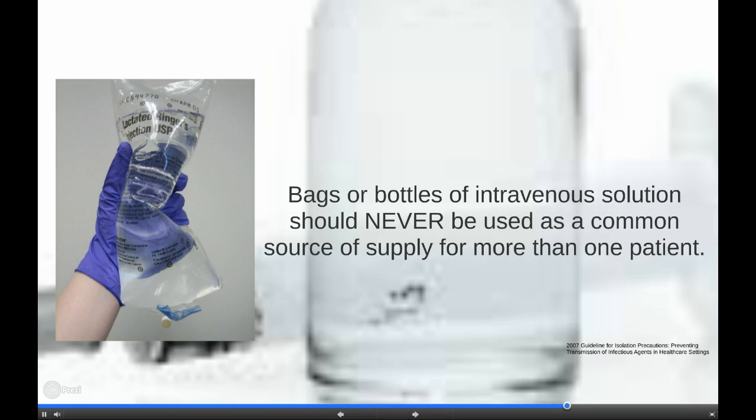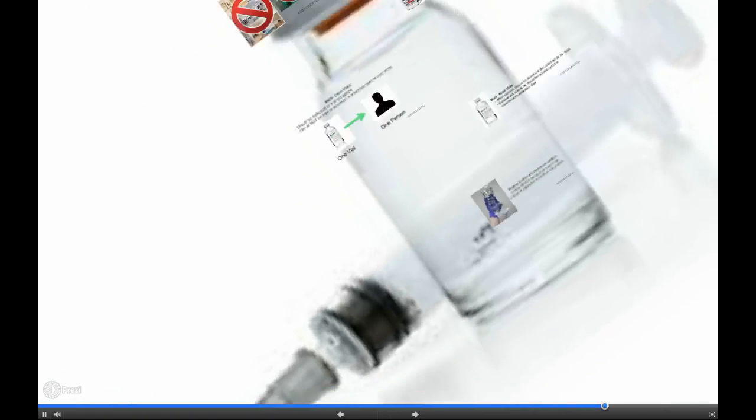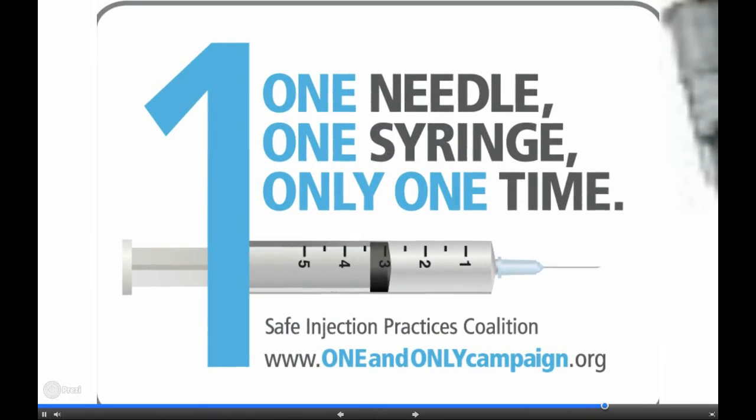After a syringe or needle has been used to enter or connect to a patient's IV, it is considered contaminated and should not be used on another patient or to enter a medication vial. Syringes and needles are not to be reused, even if on the same person. One needle, one syringe, one time.